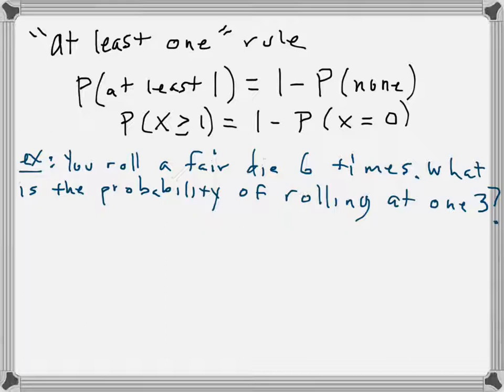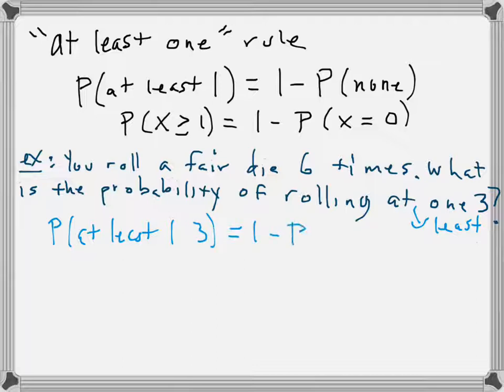So you roll a fair die 6 times. What is the probability of rolling, excuse me, I forgot the word here, at least 1 three? So you roll a fair die 6 times. What's the probability of getting at least 1 three? Well, the probability of getting at least 1, sorry, that says 3, is going to equal, using the complement rule, 1 minus the probability of getting no 3s.